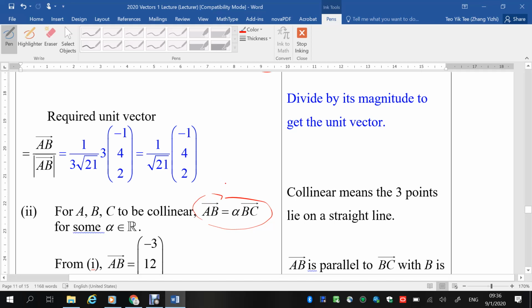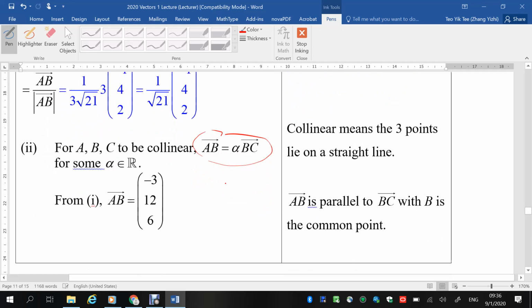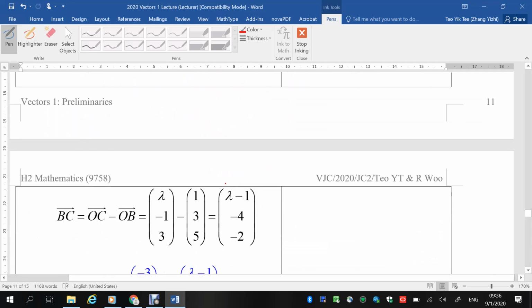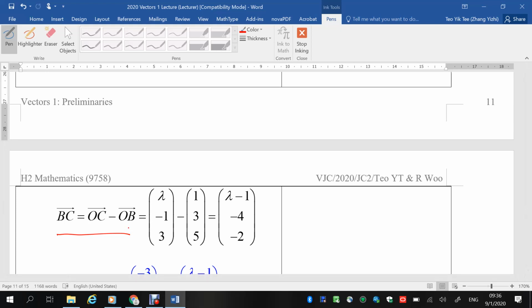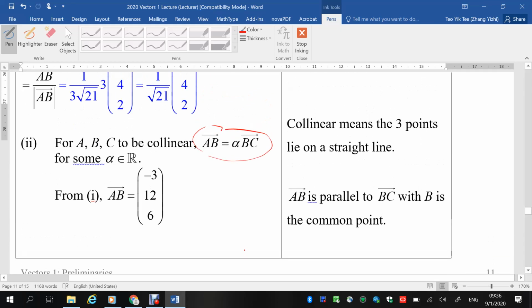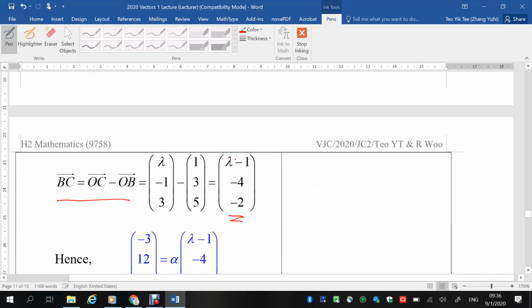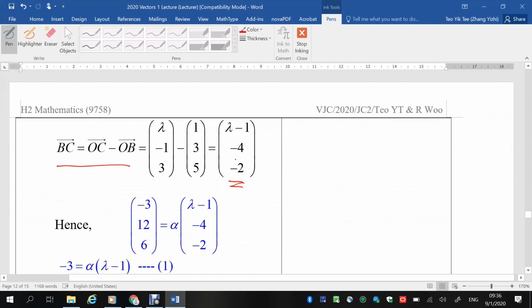In part 1, you found what AB is. Can I find what BC is? Similarly, via your vector addition, BC is equal to OC minus OB. That will end up with lambda minus 1, minus 4, minus 2. Then, if they are collinear, what is the condition? This condition must be met: AB equals alpha BC. So put that into your equation. You have something like that.